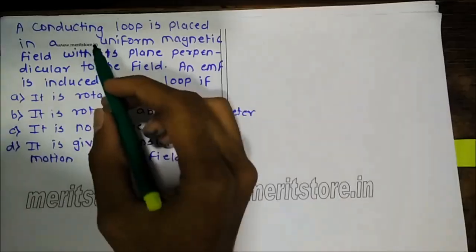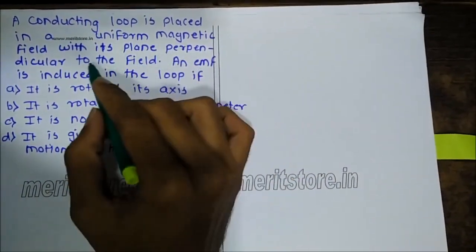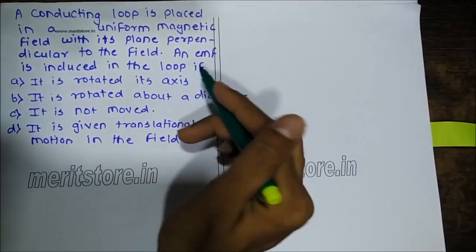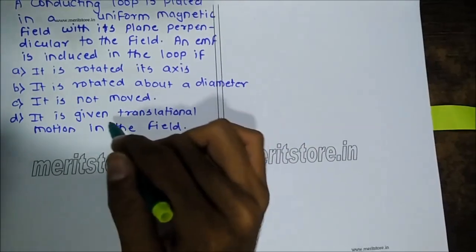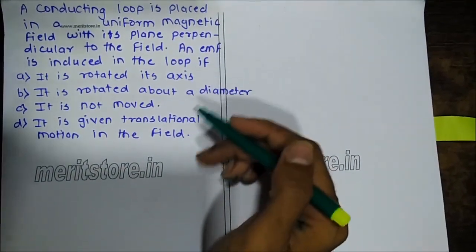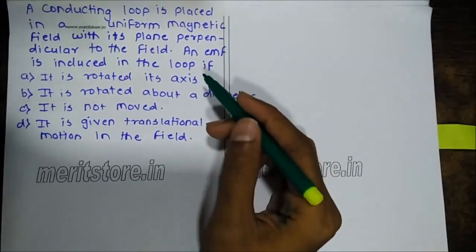Okay, next sum: a conducting loop is placed in a uniform magnetic field with its plane perpendicular to the field. An EMF is induced in the loop if it is rotated about a diameter, it is not moved, or it is given translation motion in the field. So we have a conducting loop placed in a uniform magnetic field with its plane perpendicular, and we need to induce a current in it.